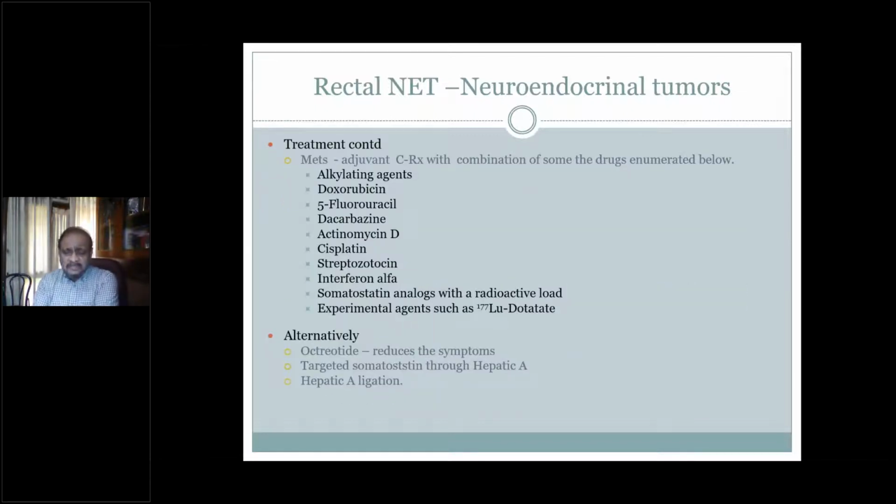If you got mets and you find that this patient is not amenable to surgery, then you have to have a combination of any of these drugs, and the whole list of drugs has been enumerated. Of course, some of them, not all, you can note them down.